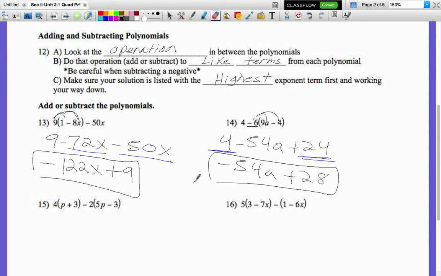You do have to show me one step on your homework. This would be considered one step. You have to show me that step. This is step 2. That's your answer. You have to show me that first step. So let's try a few.